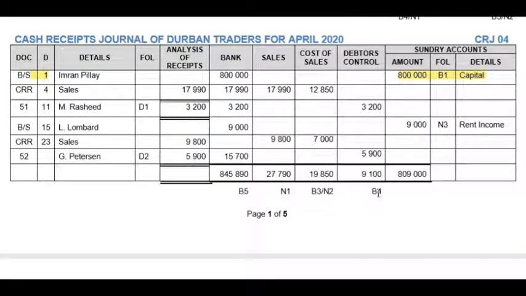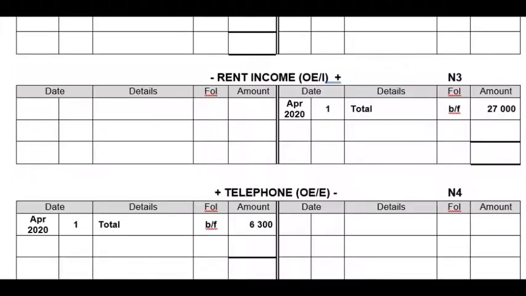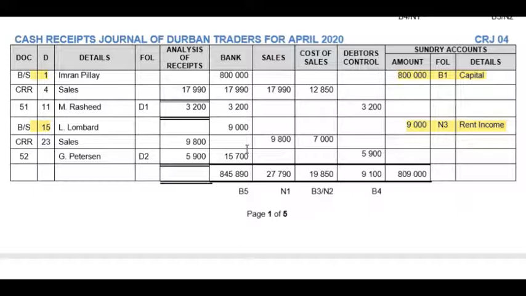The next value that I'll post is this rent income value of 9,000 Rand that we received on the 15th. It will go to the rent income account on the credit side because bank is debited and everything else is credited. And the date of the transaction is the 15th. You will write bank because in the CRJ and bank we write total receipts, and in every other account we write bank. Then I can start posting my column totals.